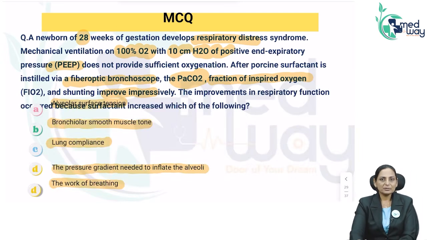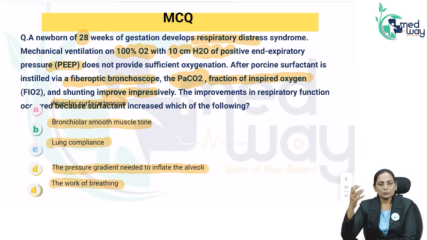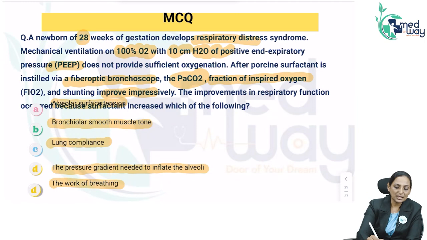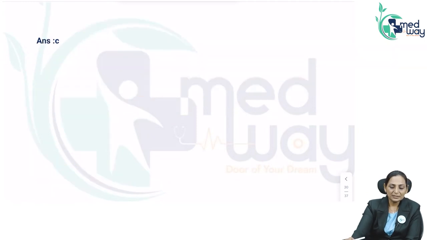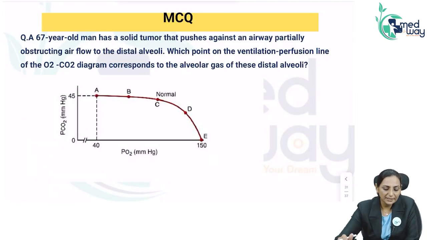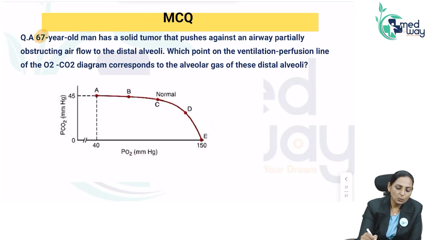So it is very important, very clear, that when a newborn is born with respiratory distress syndrome and you are giving a surfactant, you are going to improve the compliance of the lung because the surfactant is needed to decrease the surface tension. So the answer will be C, that you are increasing the compliance.